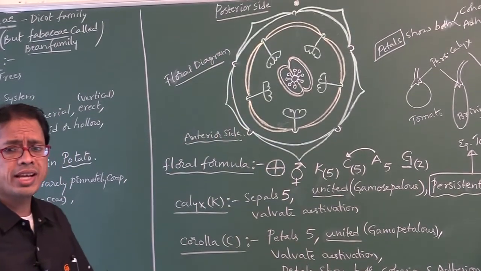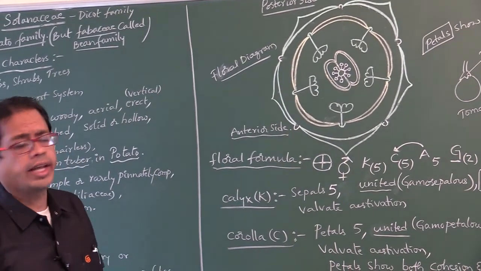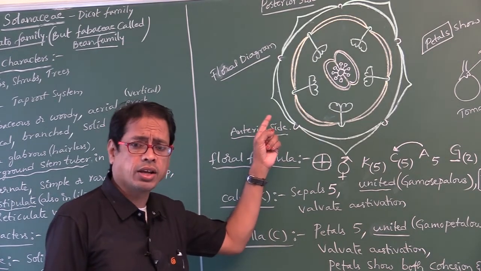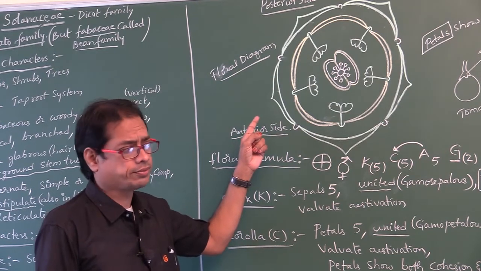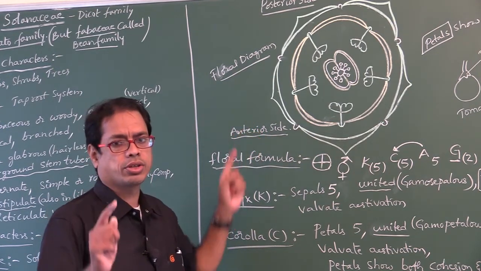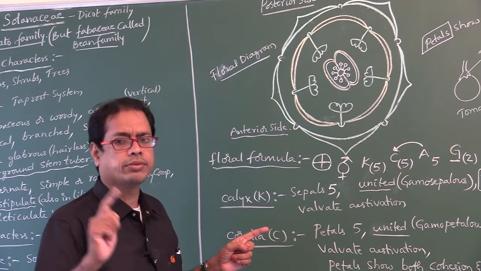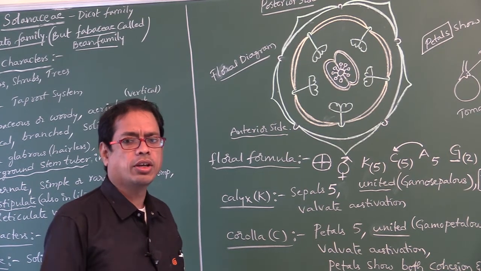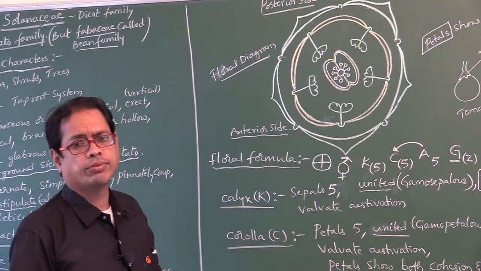Total number of pollen sacs or microsporangia: 5 into 4, 20. Like that you have to calculate. So, number of stamens in each Solanaceae flower, that is 5 stamens. Total anther lobes 5 into 2, 10 anther lobes. Total pollen sacs in each Solanaceae flower 5 into 4, 20 microsporangia.